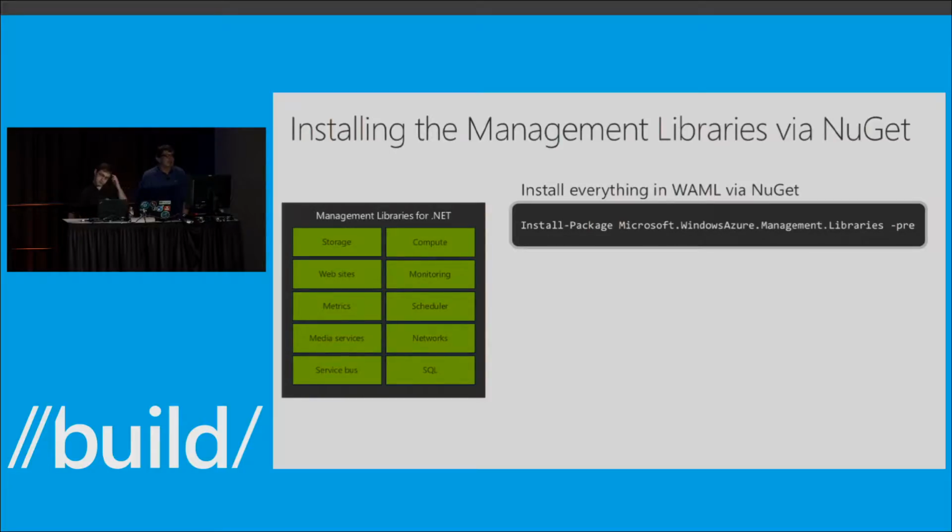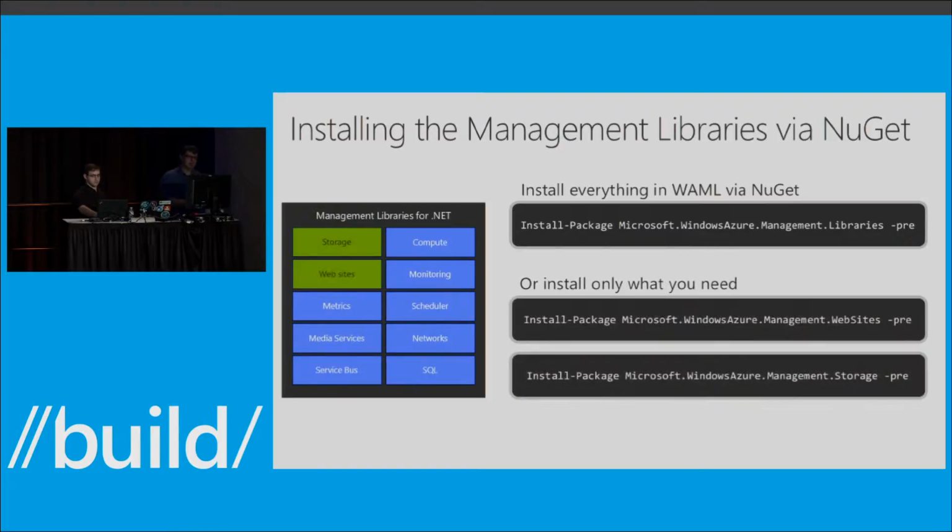If you want to get every single thing in MAML, you just do install package Microsoft.Windows Azure.management.libraries. So you just do libraries, and that will bring down everything all at once. You saw all those boxes turn green there. Or if you only need a couple of them, you can just install the ones that you want. If you need to manage websites and storage only, there'd be no reason to pull down the service bus and all the other stuff, so you could just pull down those two NuGets. So you can install them individually, or you can install them all at once.